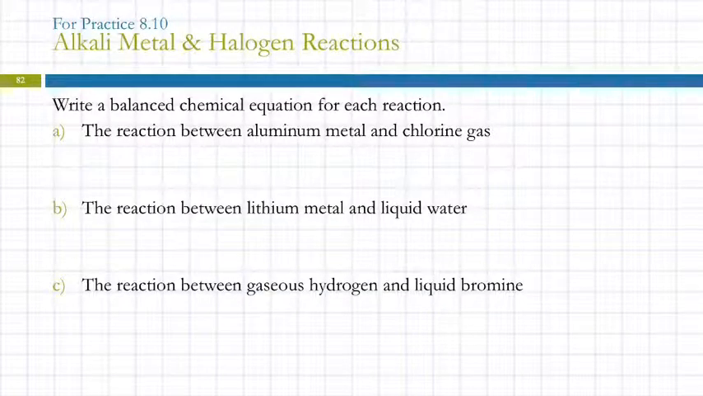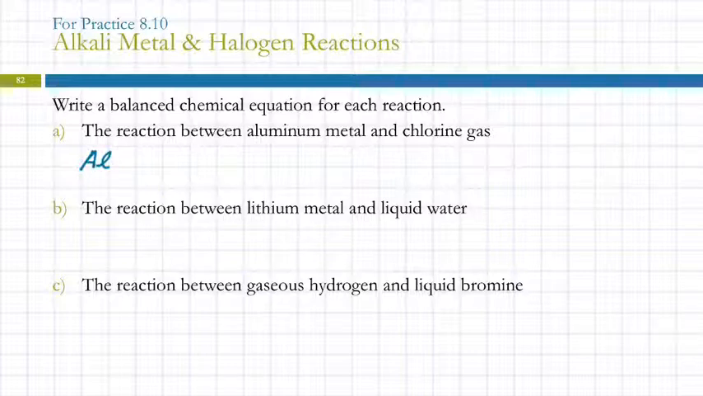Writing reactions like this is good practice, but I wouldn't give you questions exactly like this on an exam because I think it's a little too much. Write a balanced chemical equation for each reaction. The reaction between aluminum metal and chlorine gas. This one should be relatively easy, just using what we've learned about the various elements.